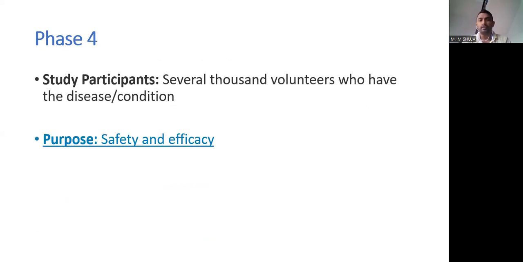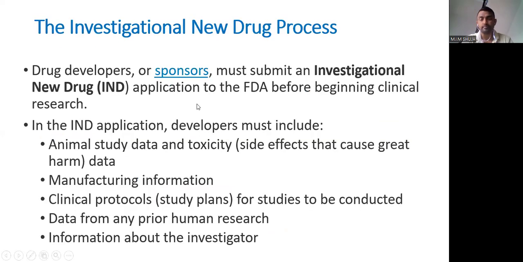Phase four is several thousands of volunteers who have the disease and condition, and mainly you look for safety and efficacy. Then we will see what the investigational new drug process is. Drug developers or sponsors must submit an investigational new drug application to the FDA before beginning, listen very carefully, before beginning the clinical research. So the investigational new drug is IND.